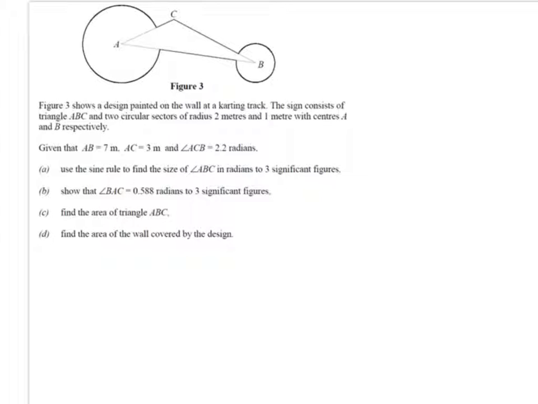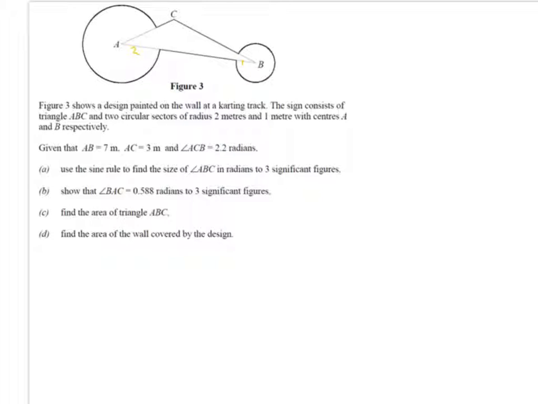Core 2 Progress Test, Question 7. Figure 3 shows a design painted on a wall at a karting track. The sign consists of triangle ABC, two circular sectors of radius 2 meters and 1 meter with centers A and B respectively. So this one is 2 and this one is 1. Always write the information on the diagram.